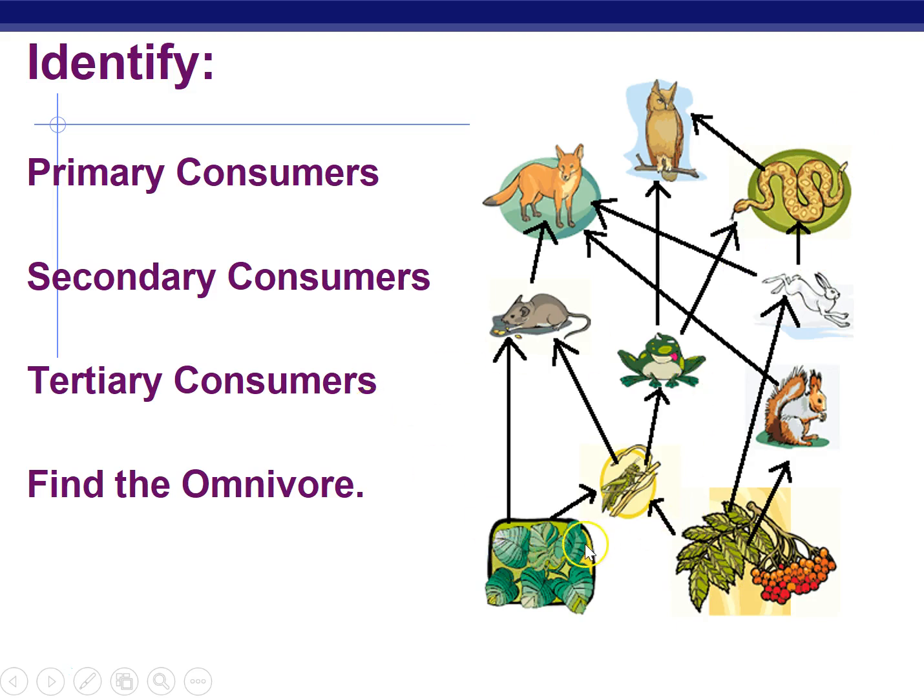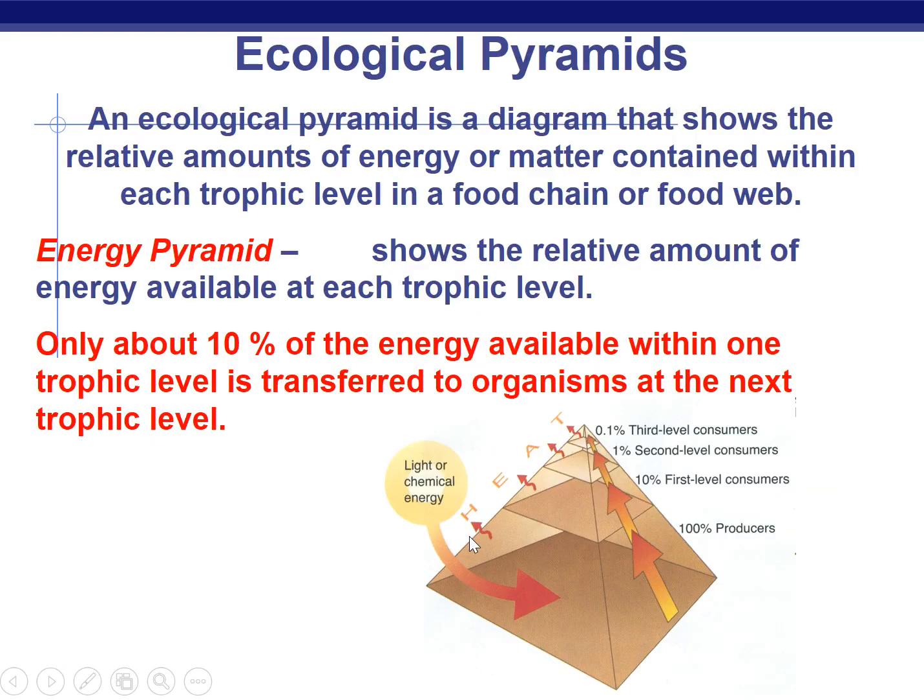The tertiary consumers, let's see. So you've got your owl as a tertiary consumer. The snake could also be considered a tertiary consumer. And then the omnivore would be your mouse over here because it's a primary consumer. It eats this plant, but it also would eat the insect, so it's going to be secondary in there.